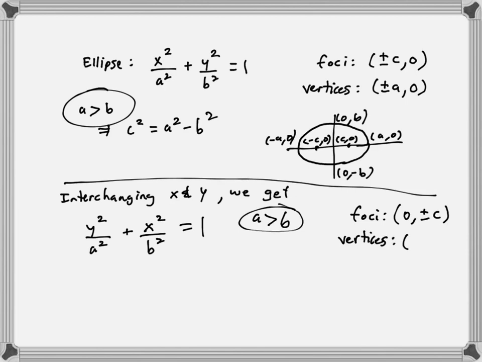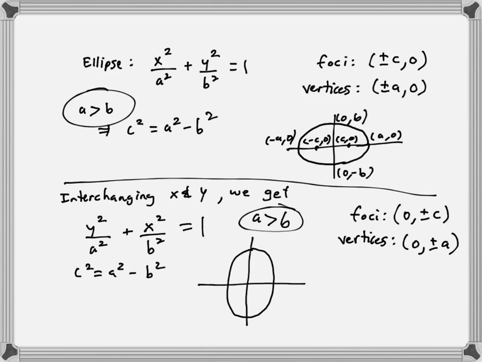The vertices would be 0 plus or minus a. And what would your ellipse look like? It's still true that c squared is a squared minus b squared. And now your ellipse looks something like this. So this is 0, a, this is 0, negative a, this is b, 0, this is negative b, 0, and then your foci are here and here somewhere, right? This is 0, c, and this is 0, negative c.